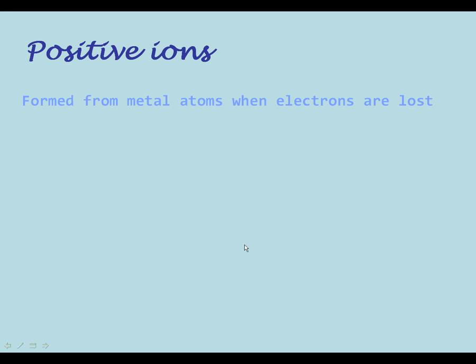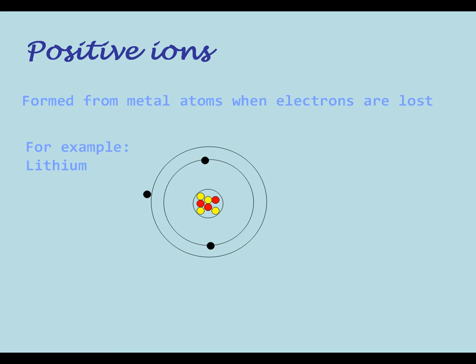Positive ions are typically formed from metal atoms when electrons are lost. All positive ions are formed when electrons are lost. And if we look at this example with lithium, we've got the 3 protons in the nucleus, the red particles. We've got the 4 neutrons in the nucleus for lithium, and 3 electrons circling the nucleus, 2 in an inner shell, and this one on the outside in the second main shell.